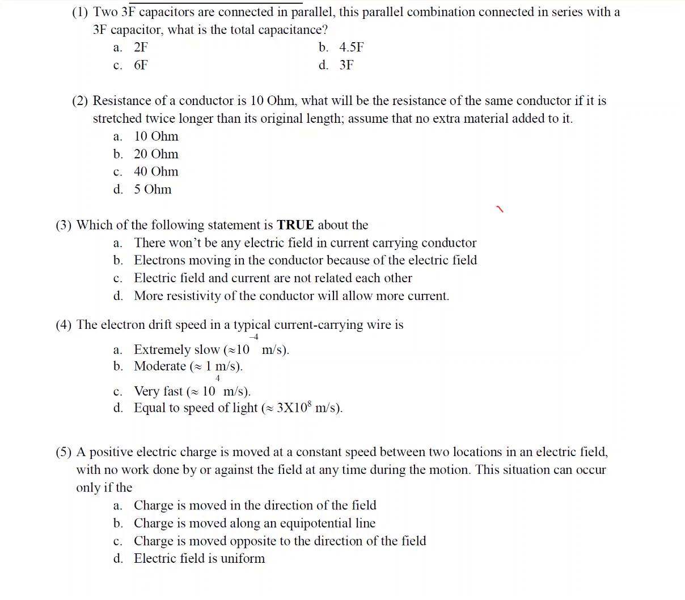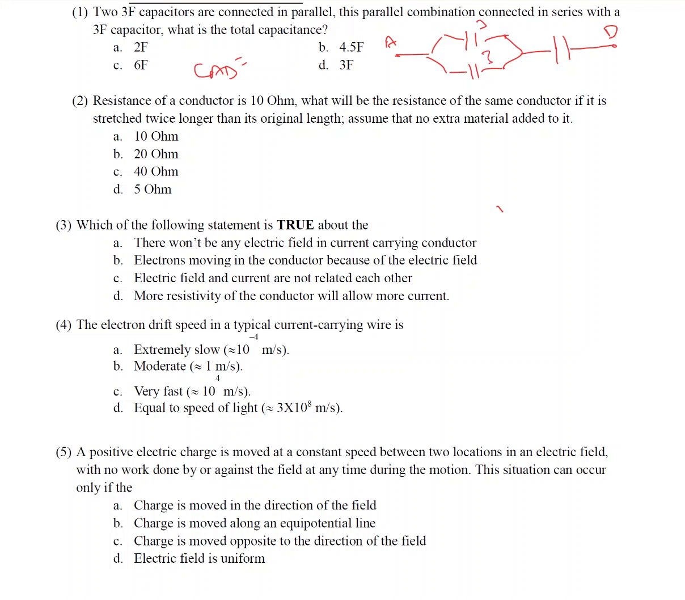Now, the first question: two 3 farad capacitors are connected in parallel. This parallel combination is connected in series with a 3 farad capacitor. What is the total capacitance? So basically, two 3 farad capacitors are connected in parallel, and this is connected in series with another capacitor. So what is the capacitance between the AB terminals?